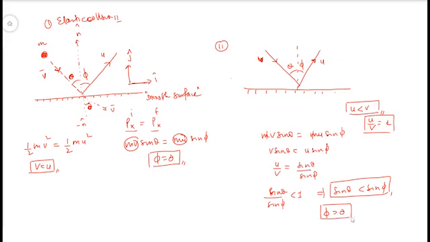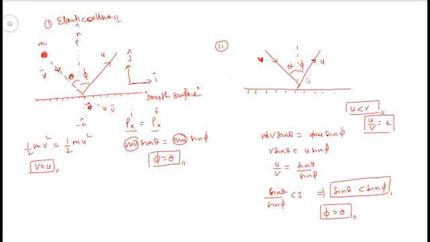So if the collision is inelastic, the angle of reflection is more than the angle of incidence. This is the angle of incidence theta, and this is the angle of reflection, so this phi is going to be more than theta. But how do we solve it? How do we know what the speed u is?